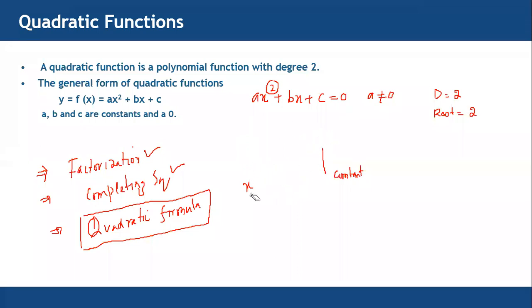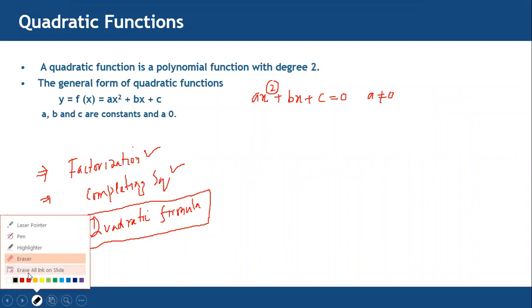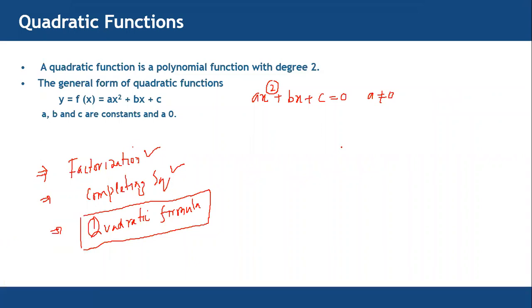Let's suppose we have one function, for example x square plus 3x minus 4 equal to 0. What are the roots, the factors of this function? With the help of the quadratic formula, x is equal to minus b plus minus the square root of b square minus 4ac, divided by 2a.